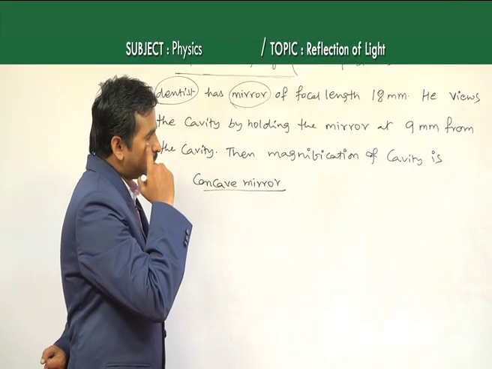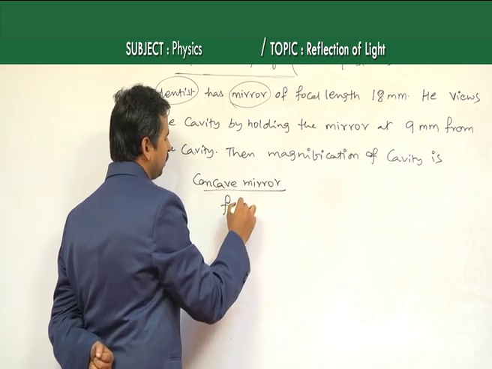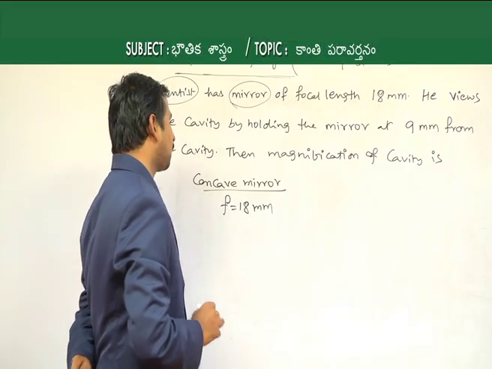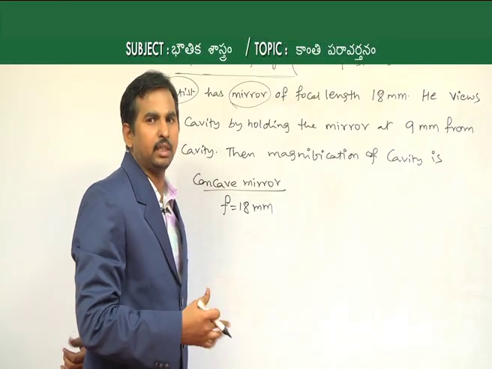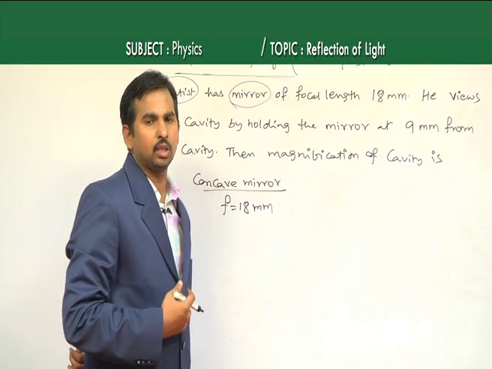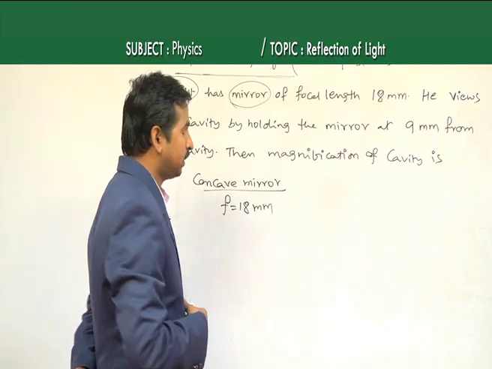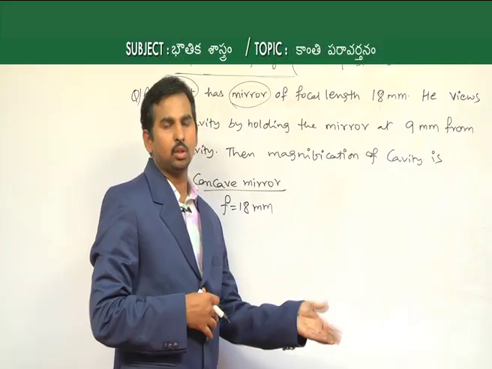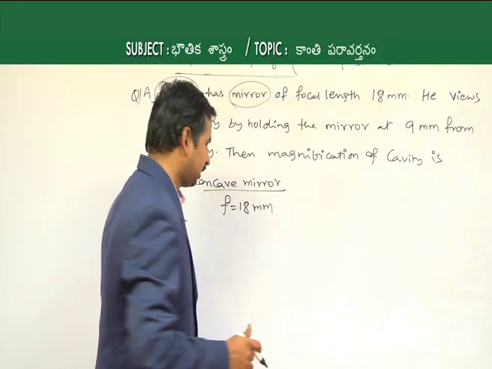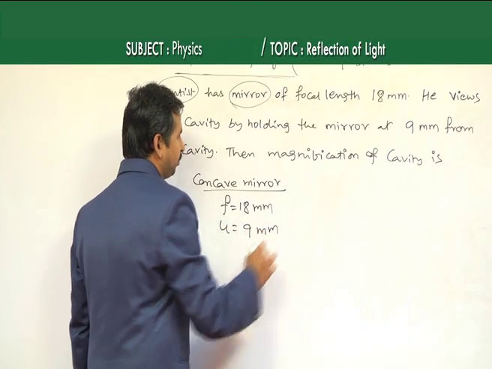Now, a concave mirror is given which has a focal length of 18 mm. He views the cavity by holding the mirror at 9 mm, which means he is placing the mirror near the cavity so that the distance is 9 mm. That is the distance between the object and the mirror, so that is going to be our object distance, which is 9 mm.